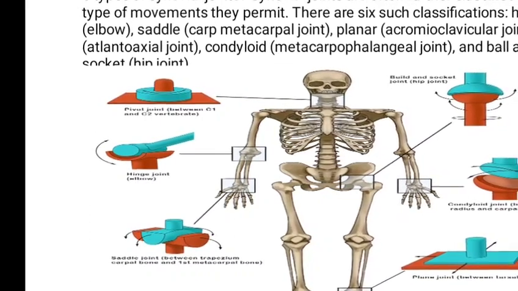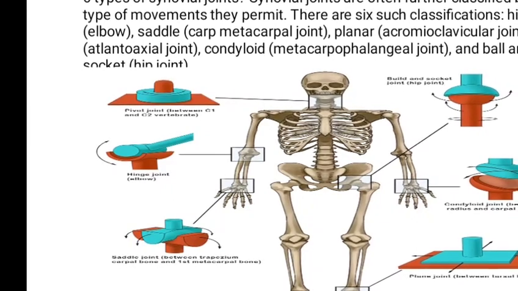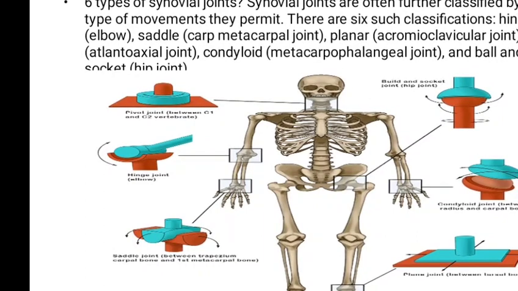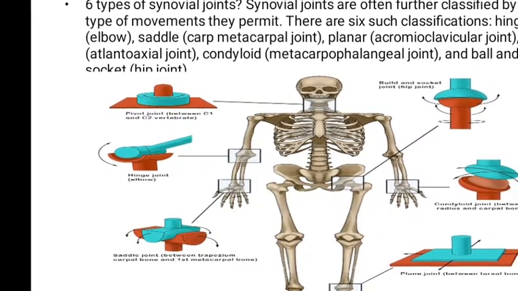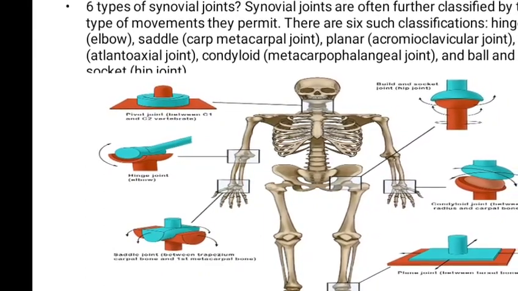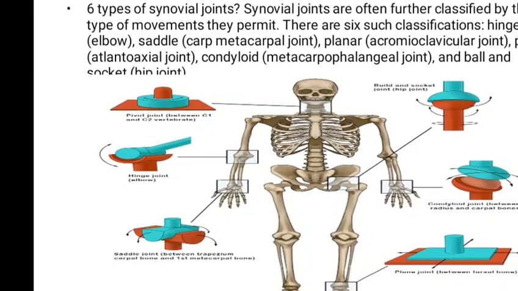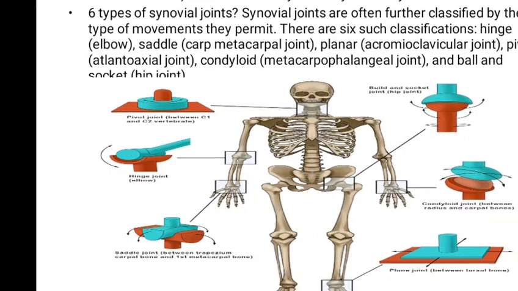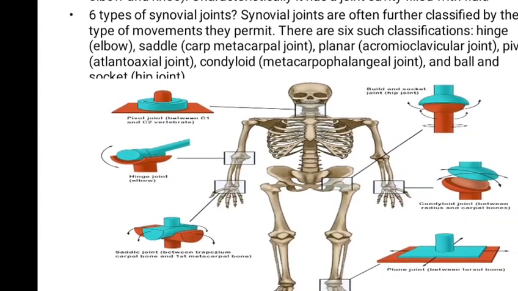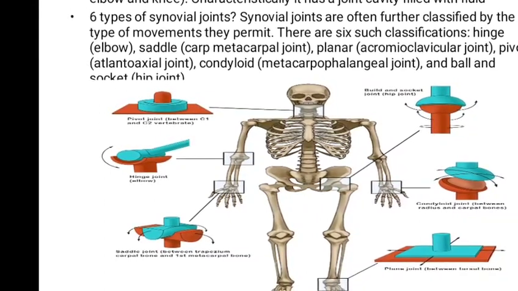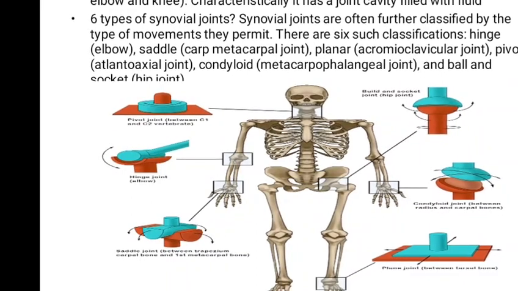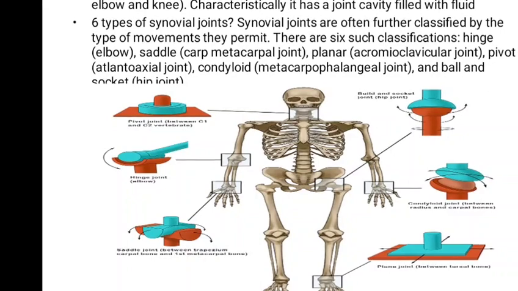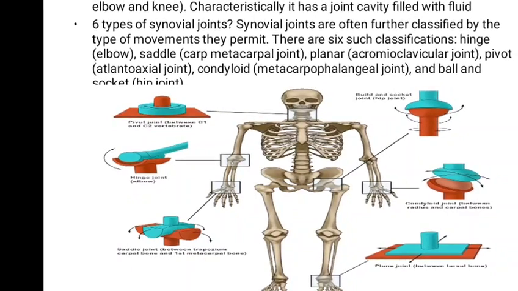Means first one, elbow joint, carpometacarpal joints, acromioclavicular joint, pivot joint, condyloid joint, ball and socket hip joints. Again, you have to observe the diagram of this, that is from lower limbs to upper limb.